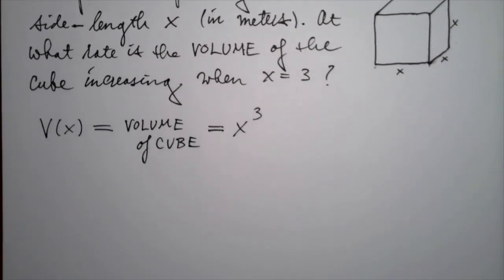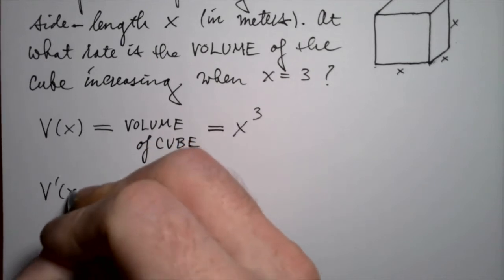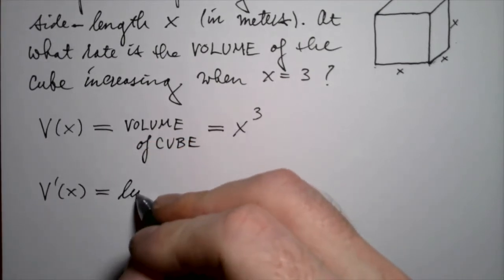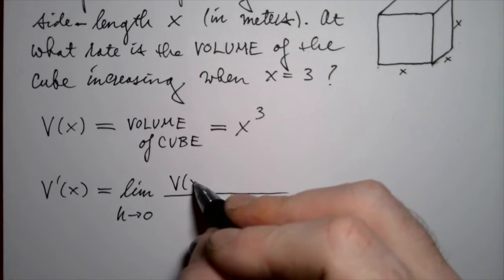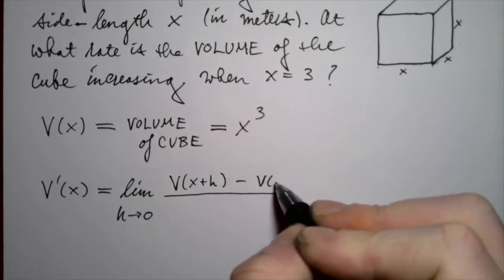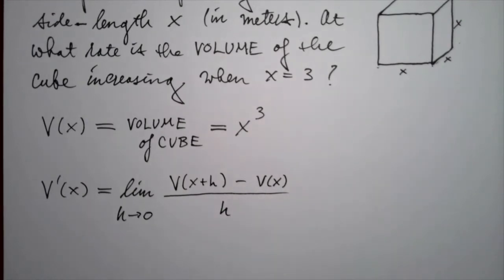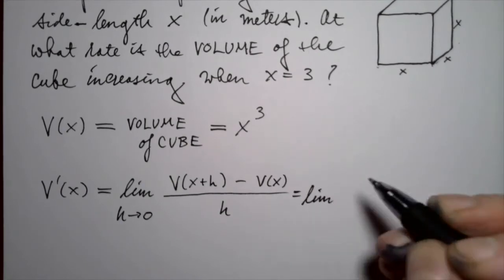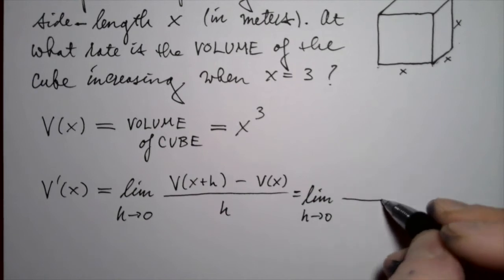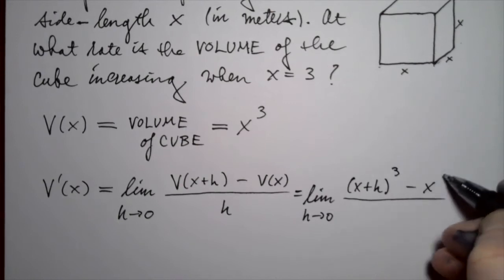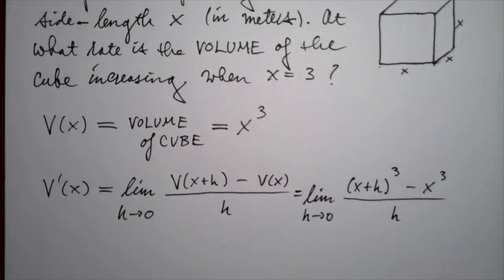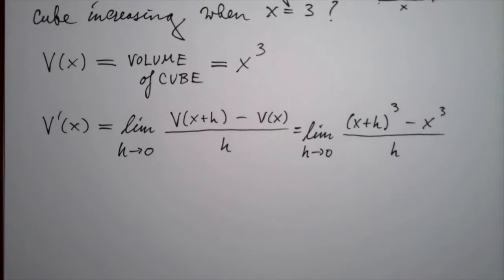Alright, now we need to compute the derivative to find the rate of increase. So let's find the derivative of V, and to do that, I'm going to use the limit definition of the derivative. Remember, that's the instantaneous rate of change of the function V of x. That's measured by finding the average rate of change over some interval from x to x plus h, and then we take the limit as the length h of that interval goes to 0. Plugging in x plus h into the cubing function, we get x plus h cubed, and then we subtract off x cubed, divide by h, and take the limit.